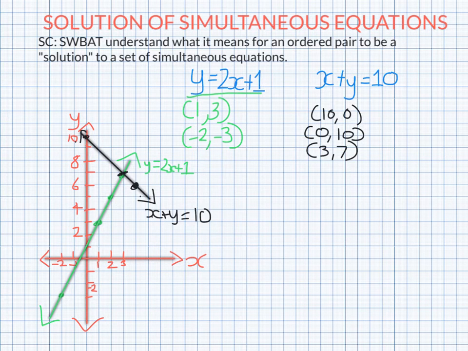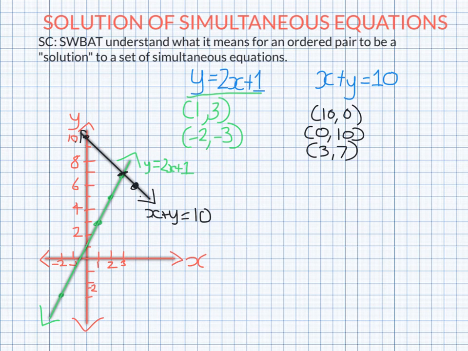So what we have are two equations here and here. This one has infinitely many solutions. This one has infinitely many solutions. Their graphs are just the set of all of those infinitely many solutions. The solutions to this equation are all the points that lie along this line. The solutions to this equation are all the points that lie on this line.